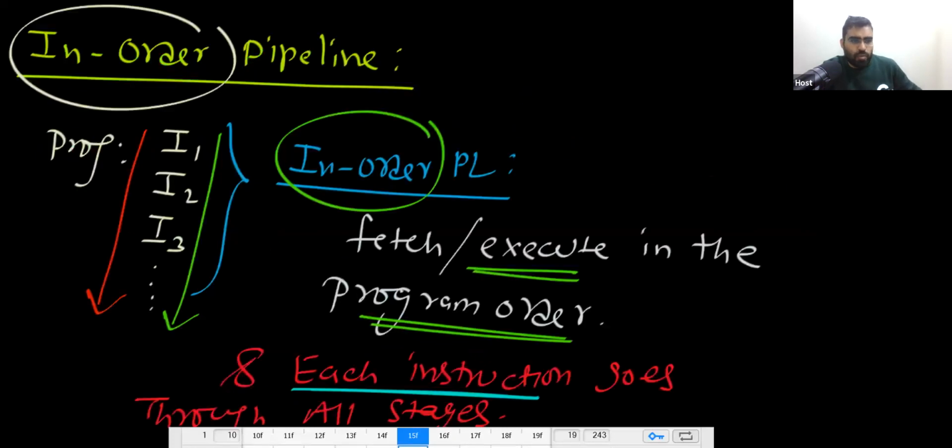Clear? So are these 2 points clear to everyone? What is in order pipeline? Very simple, the name itself is telling you everything. You execute the instructions in the program order. If your instructions are in this order, then you execute them in this order. First you execute this, then this, then this, and so on. And every instruction will go through all the stages. This type of pipeline we call in order pipeline.